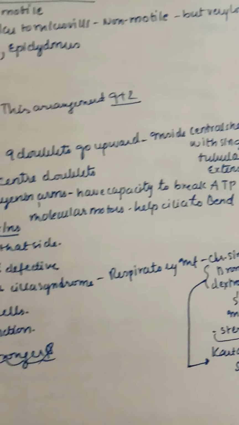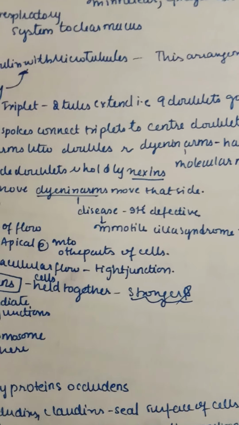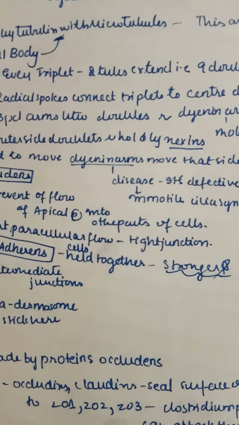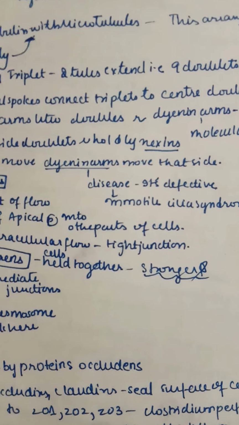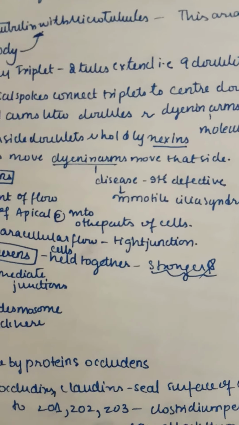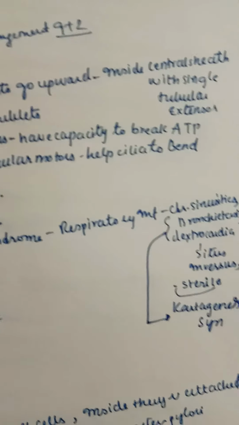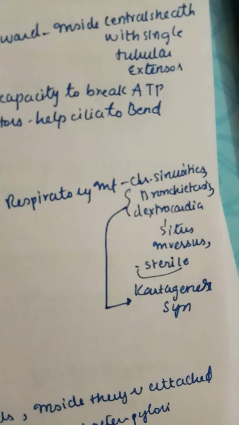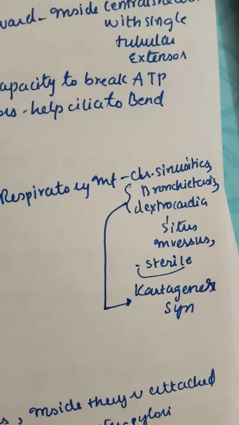So they have the capacity to break down ATP, and on the outer side we are having doublets which are held by nexins. So on whichever side the cilia want to move, the dynein arms mainly move towards that side, and if sometimes there is a disease in the dynein arms, then the cilia may be immotile. So it's defective, like in immotile cilia syndrome, where there are many respiratory infections because the mucus is not clearing out. So many microbes go there, causing chronic sinusitis, bronchiectasis, and also dextrocardia.